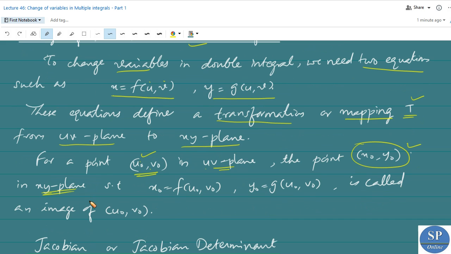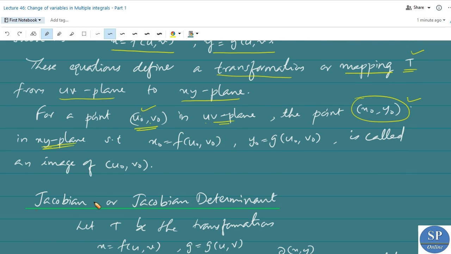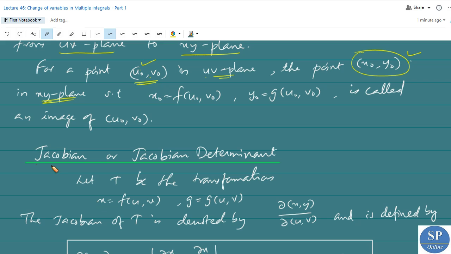Now before entering into the change of variables in double integrals, we have to discuss a definition, which is the Jacobian or Jacobian determinant.